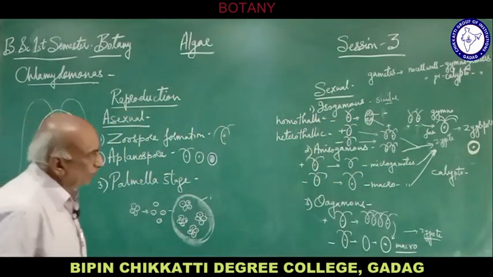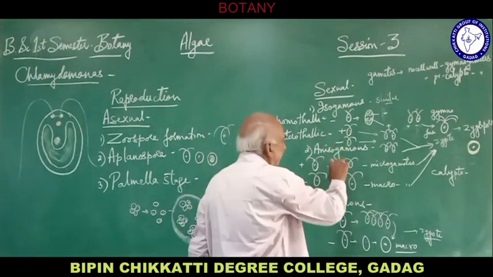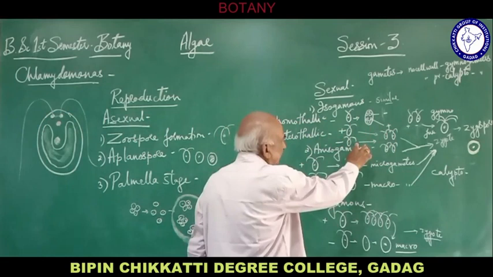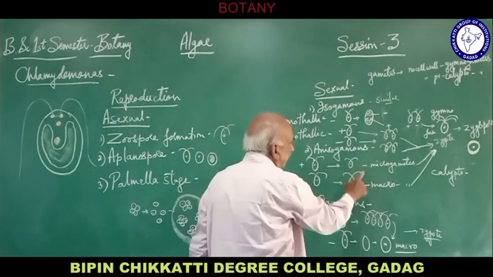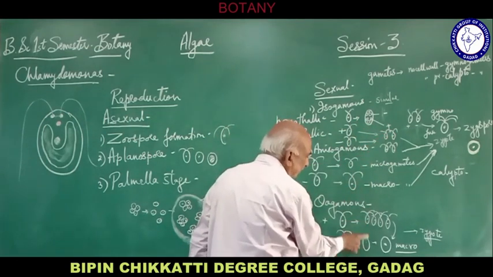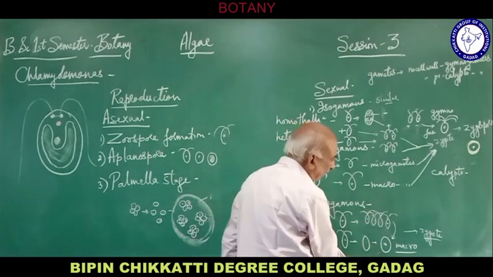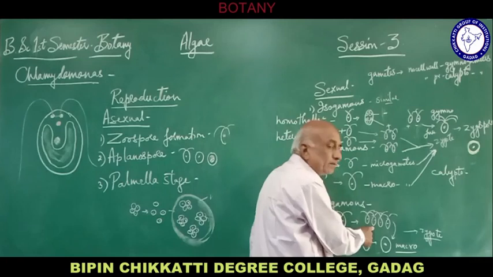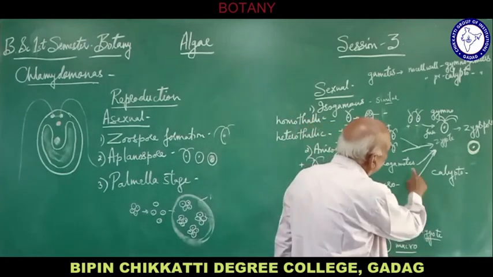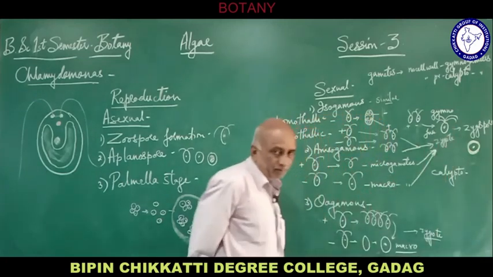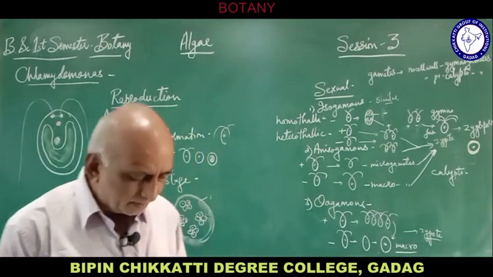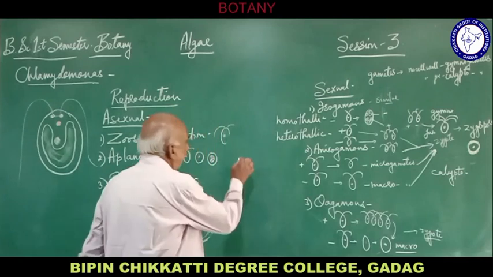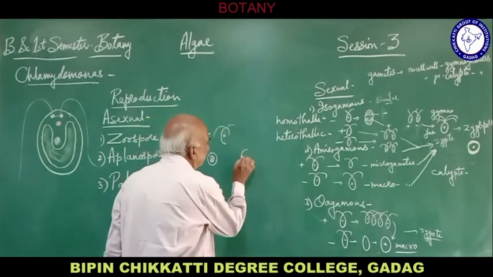So like this, whether it is isogamous, anisogamous or oogamous, the gametes are similar or different. Usually the female is macro and non-motile. The male is motile. So the zygote is formed, and the zygospore is formed. So when the zygospore is formed, now this zygospore will divide. Suppose this is the zygospore.